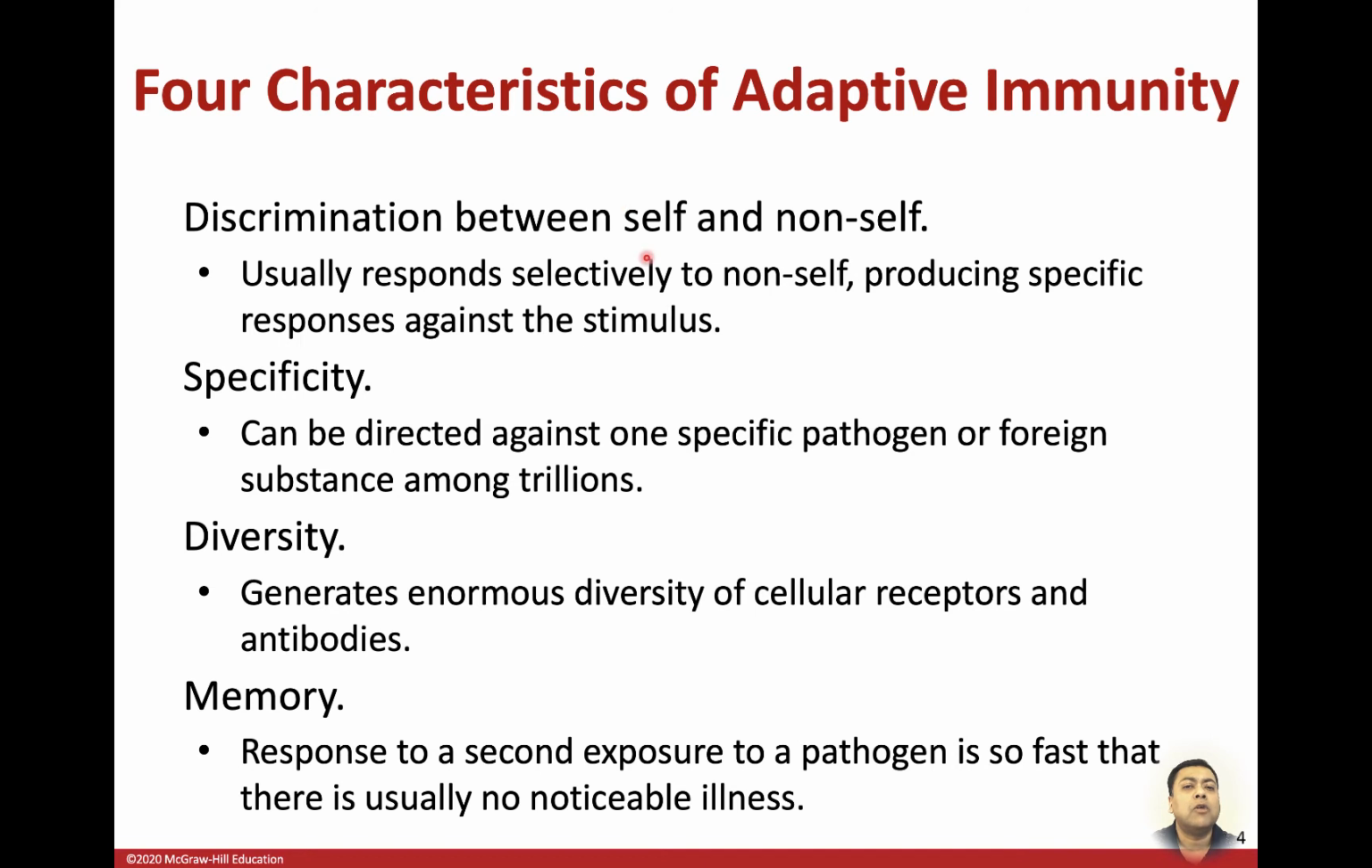We have already talked about that, and we're going to discuss it in a little more detail. During development, if any of the immune cells of the adaptive immunity react with any self antigen, meaning the proteins of your own body, they are clonally deleted, or killed. The second important part is specificity. This can be directed against one specific pathogen or foreign substance.